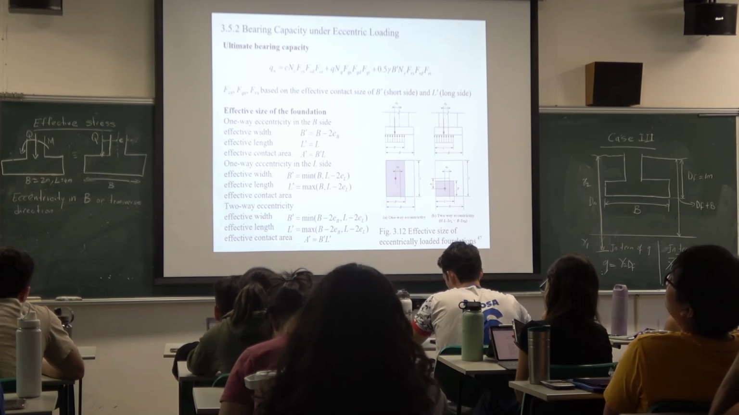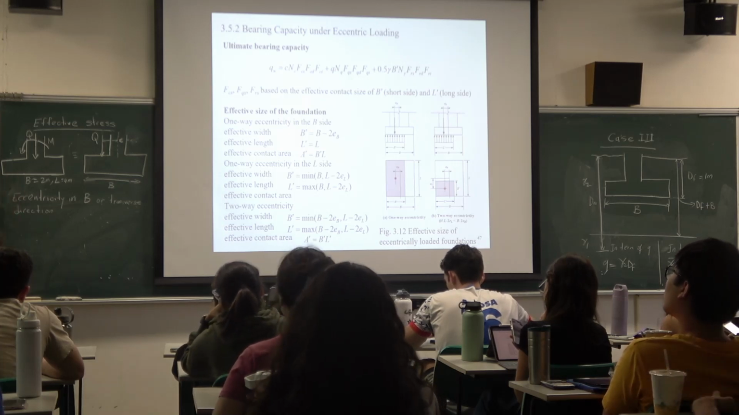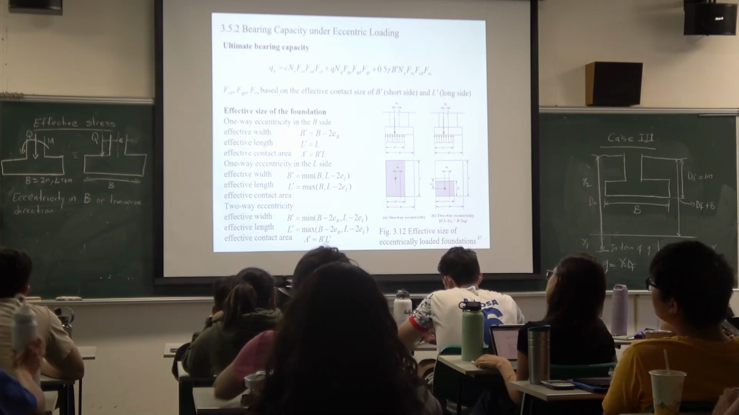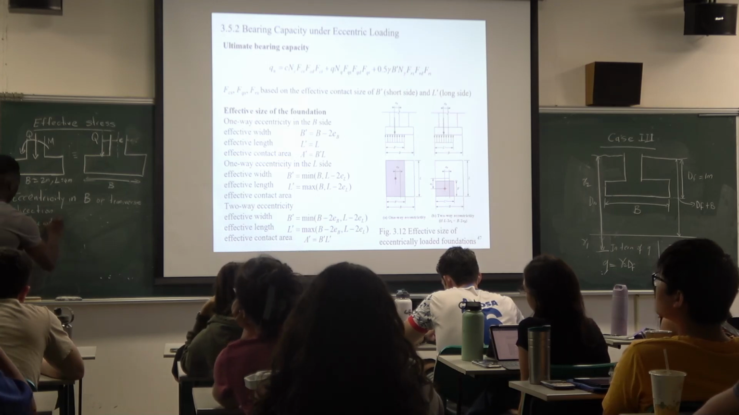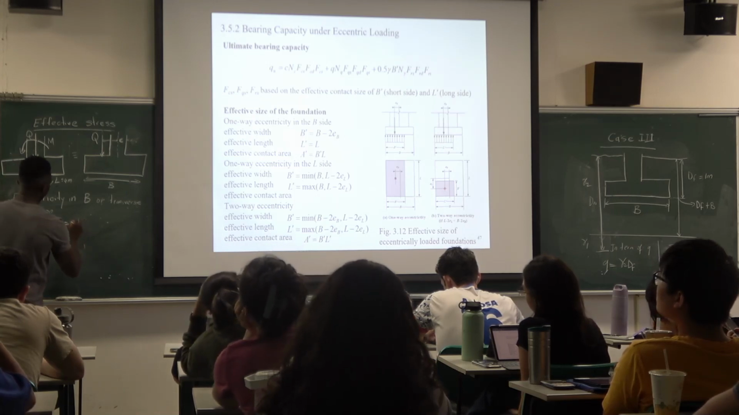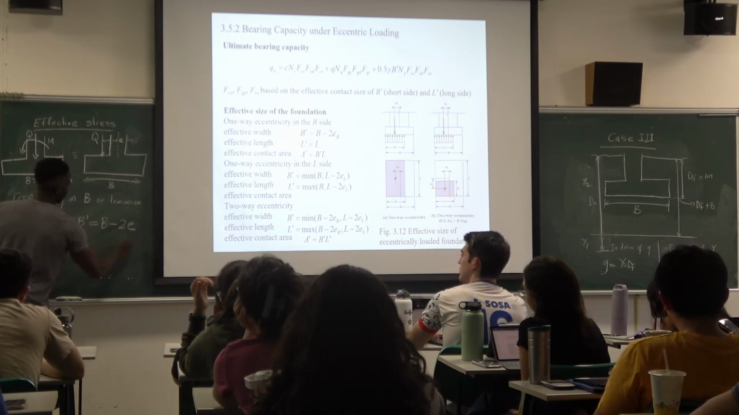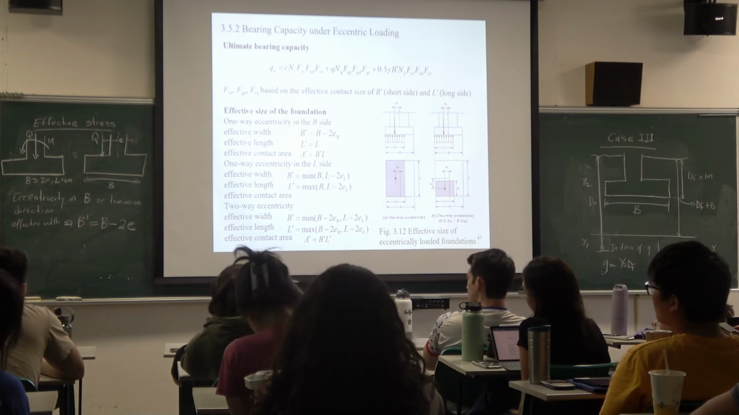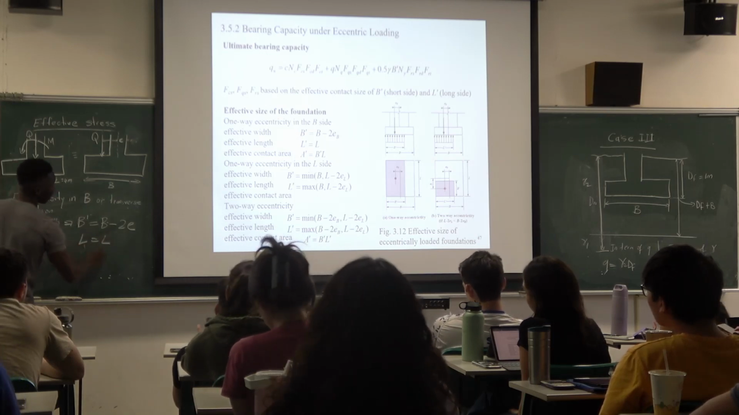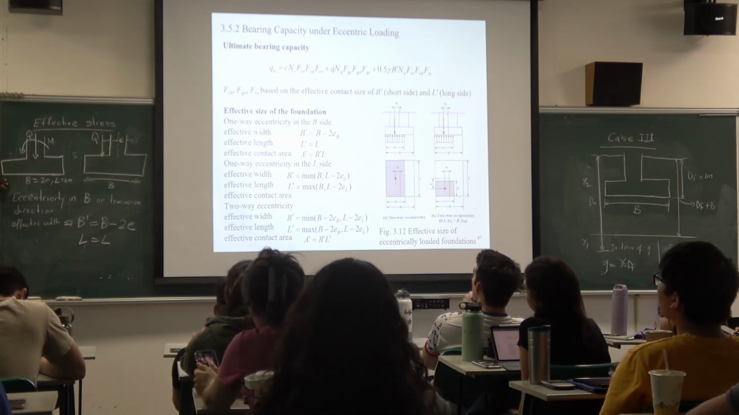Okay, so when we are dealing with eccentricity in the B direction, that means the moment is acting along the B direction. Then anywhere we are going to use B, the effective width, we have to use B prime, okay? 2 minus the value of eccentricity. And then the L will still stay the same because the eccentricity or the moment is along the B direction, not along the L direction.